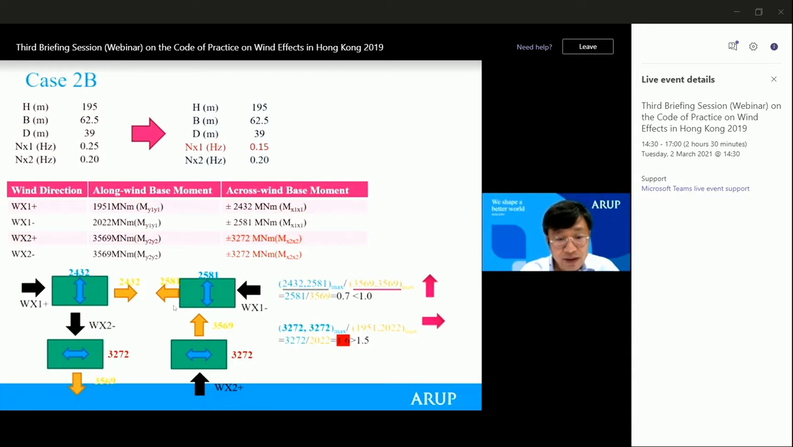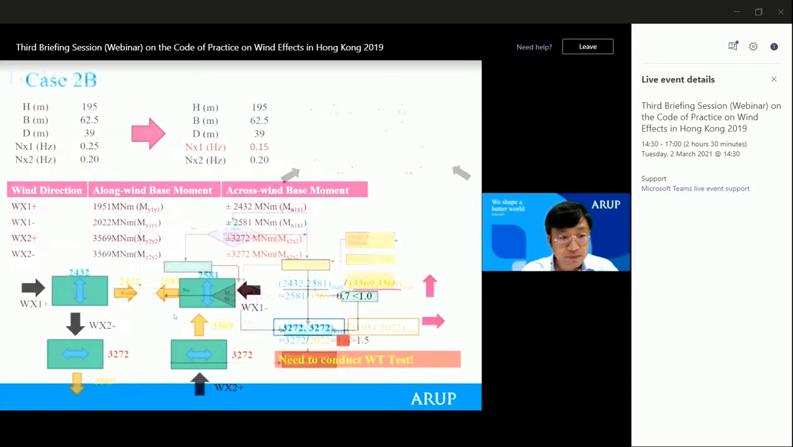For this case, for the x2 direction, we can see the bigger of the crosswind base moment has already been 3272, and the bigger along wind moment is 2022. The ratio between the two is now 1.6. It has been bigger than 1.5. So then, in this case, we need to do a wind tunnel test. The codified approach doesn't apply. So any codified calculation needs to stop. We need to use the wind tunnel testing result to further complete the wind-related design.